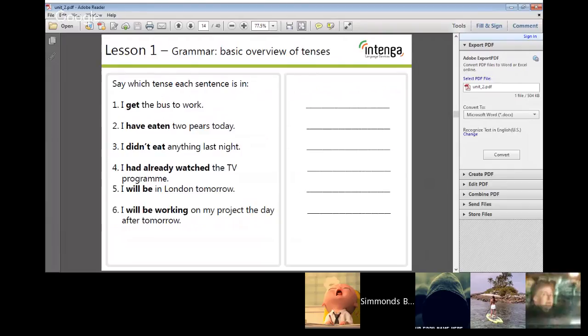I don't know what I should say, but I think I have eaten two pears today means that I ate two pears today. It says that it is indefinite tense. It is not a specific time. Just have eaten two pears today like this.